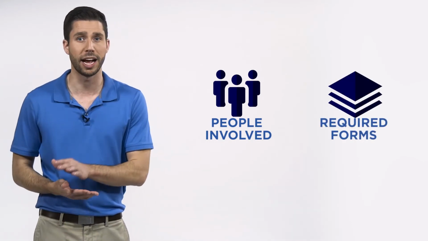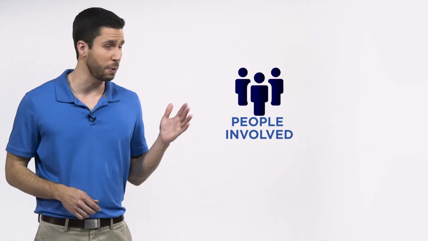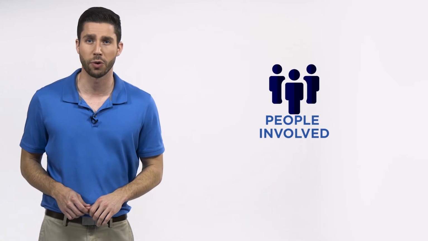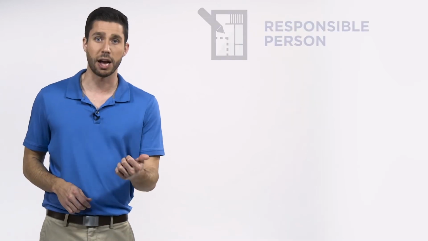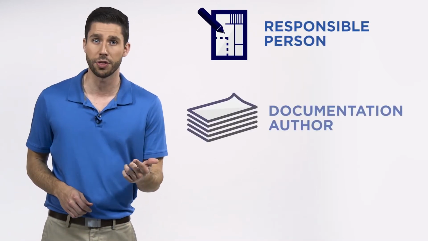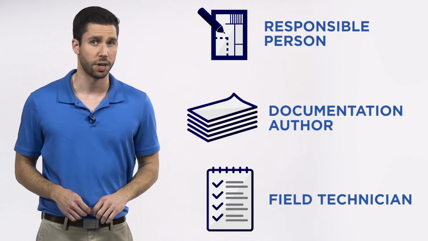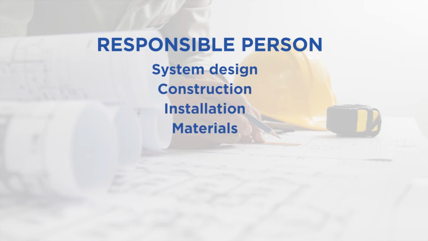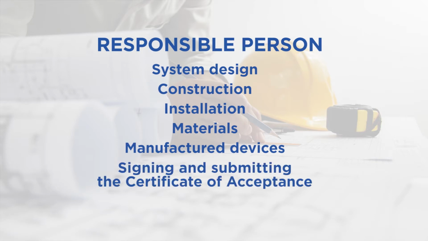Before we get into the compliance process, we'll start by looking at the people involved in filling out the paperwork, submitting documents, and granting approvals. There is a responsible person, a documentation author, and a field technician. The responsible person is in charge of the scope of the system design, construction, installation, materials, and manufactured devices. This person is also responsible for signing and submitting the certificate of acceptance.